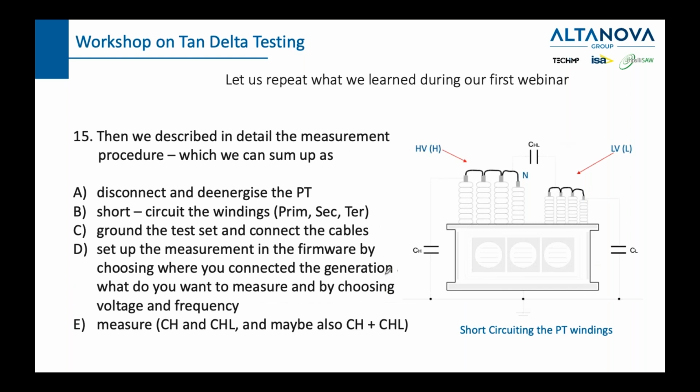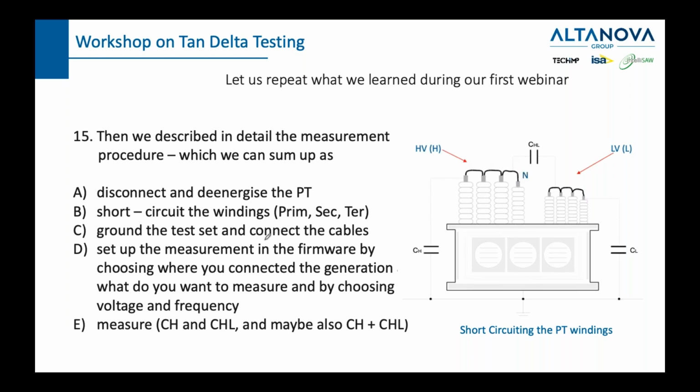We can sum it up as, first, disconnect and de-energize the power transformer. So that would be step 1. Then, short circuit the windings: short circuit the primary, short circuit the secondary, and if there is a tertiary, you should also do that in order to create 2 or 3 different potentials. We don't need to short circuit with a thick wire, we can do it with a thin wire.